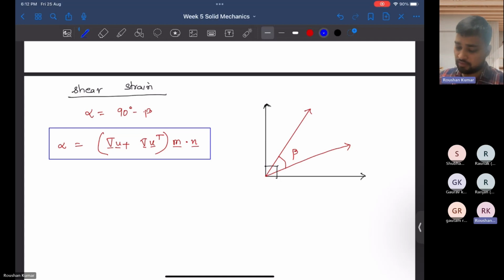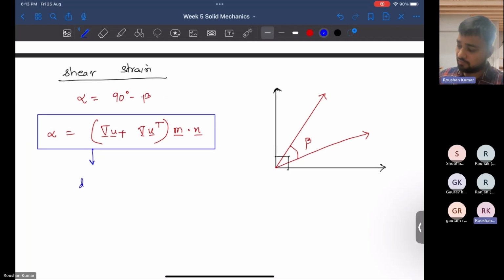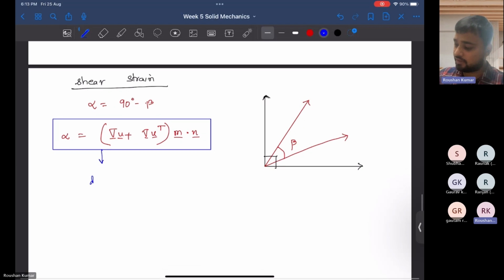And the above formula depends on the direction of the two line elements, because here you see that we have the directions of the two line elements, that is m and n. M and n are the unit vectors aligned along the two line elements. So it depends on the direction of the two line elements.